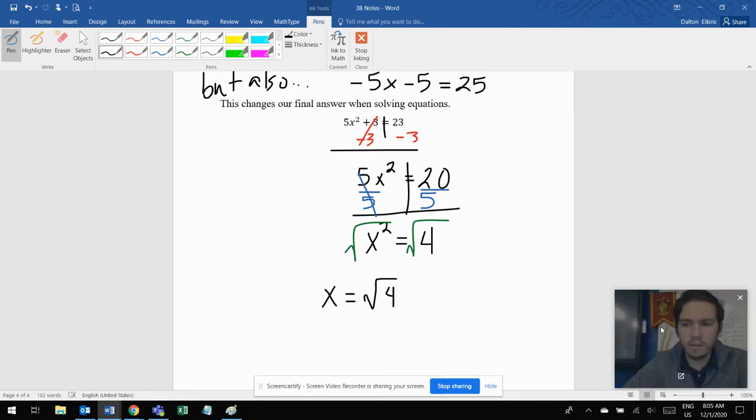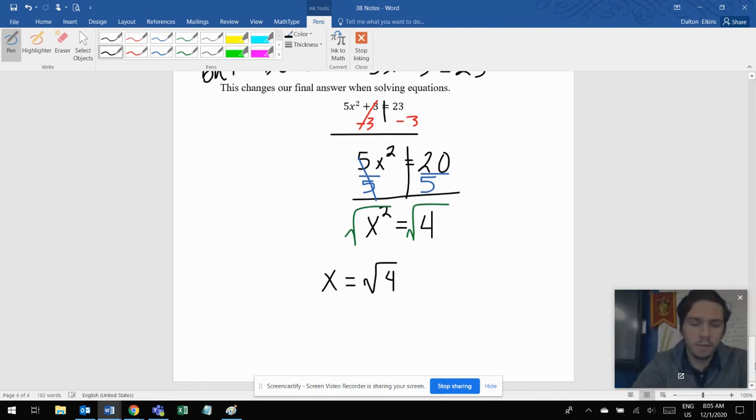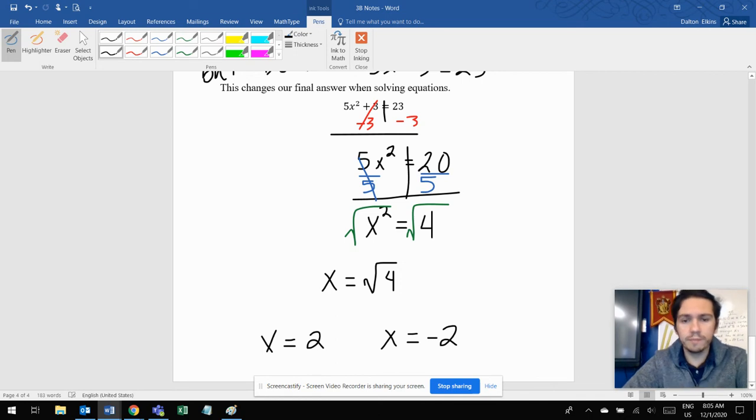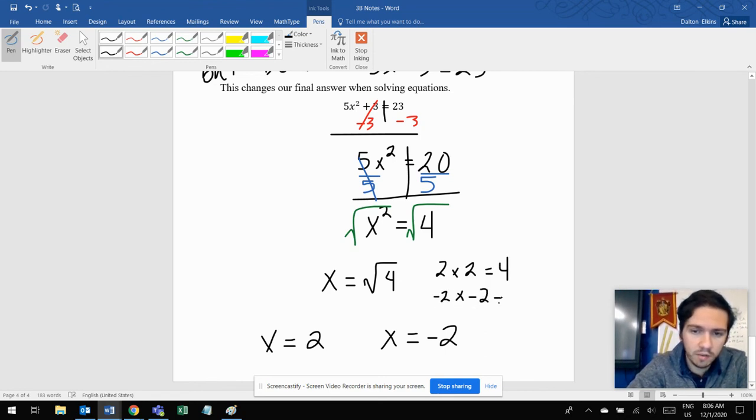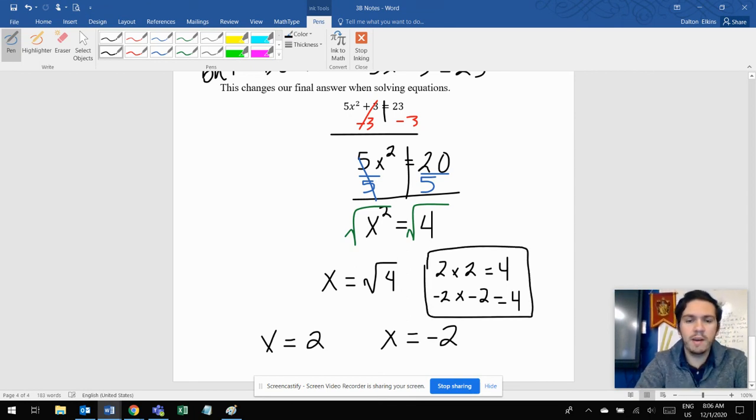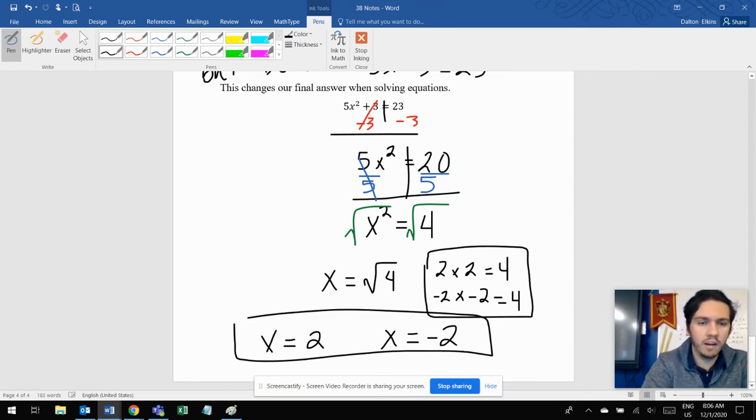But we'll hold on to this for a second here. The square root of 4 is both 2 and negative 2. So we actually have two answers. x is equal to 2 and x is equal to negative 2. The reason being because 2 times 2 is equal to 4, but negative 2 times negative 2 is also equal to 4. Both of them equal 4 when you multiply them by themselves. So these are our answers.